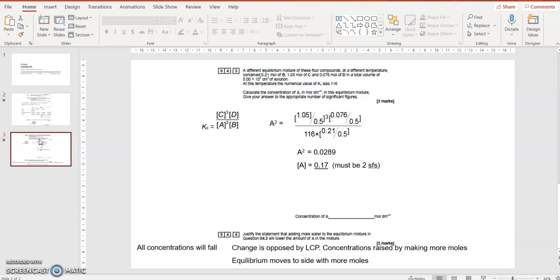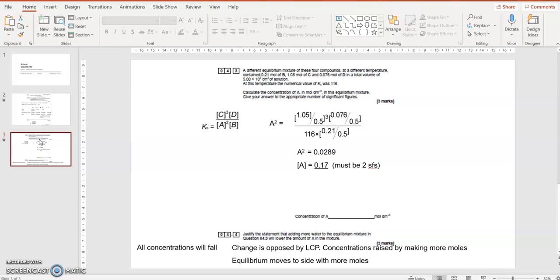Oh, sorry, actually I've read the question wrong first of all. I've got Kc, that's what I was looking for. I've got Kc, I was working out what I've got missing. I haven't got A squared, but I have got Kc. So I've got Kc as 116, but I'm missing A squared on the bottom. So I can rearrange it and introduce 116 for Kc. I can work out what A squared is. A squared is 0.0289, so the concentration of A is the square root of that, 0.17.